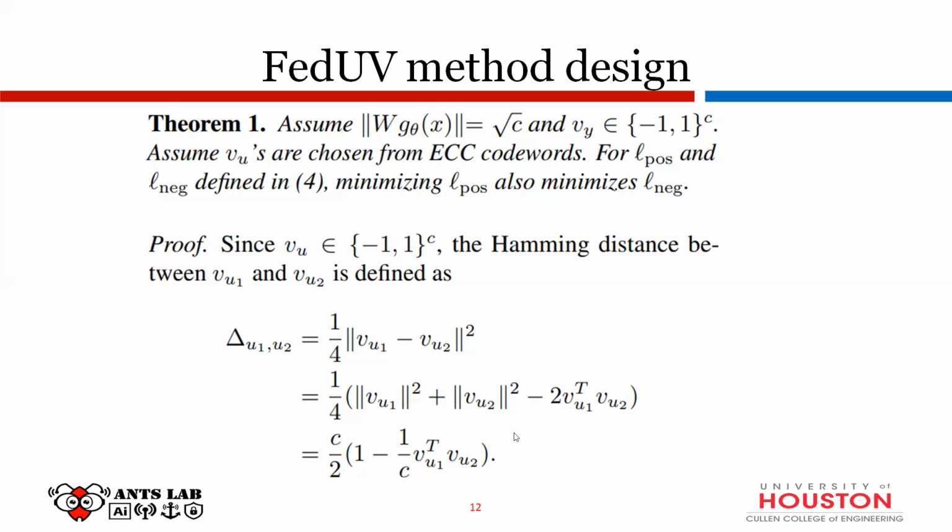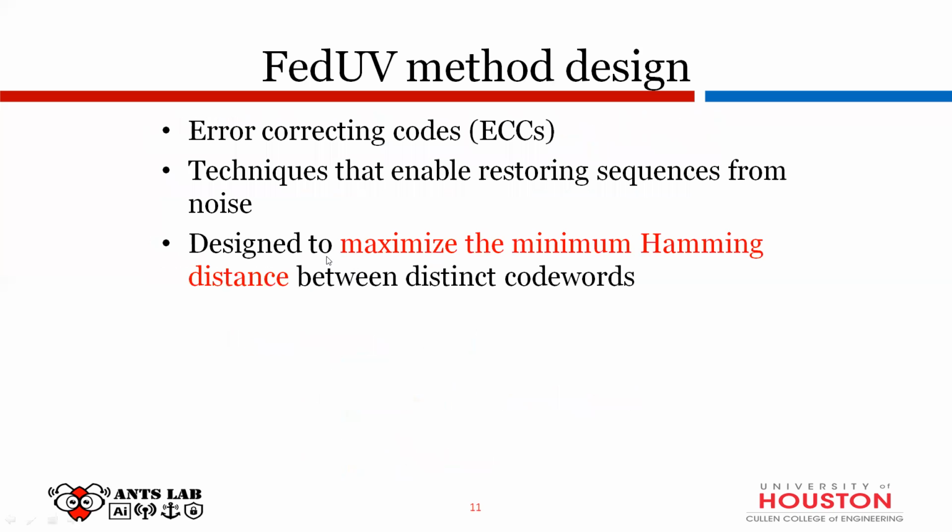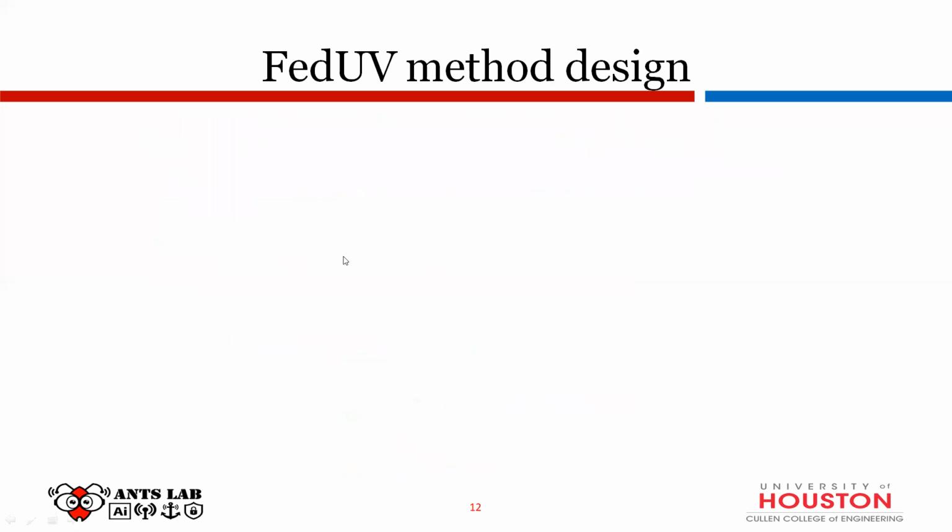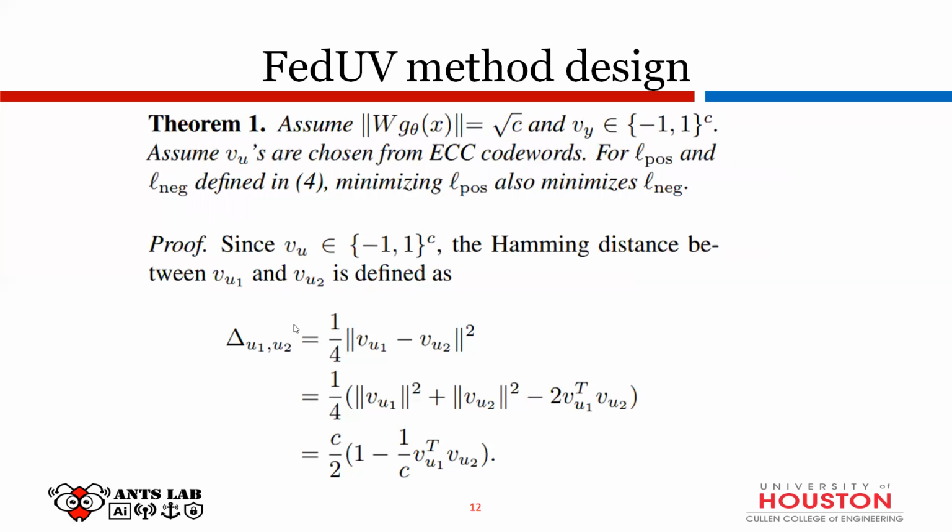So what does this try to do? The ECC code words, as we just mentioned here, are designed to maximize the minimum Hamming distance. So in order to maximize this Hamming distance, what we will establish is that this term must be minimized.